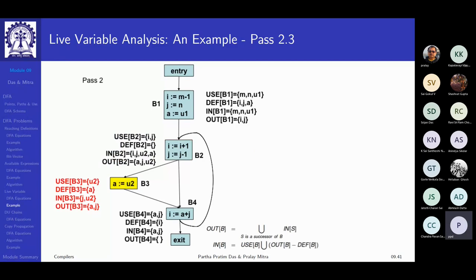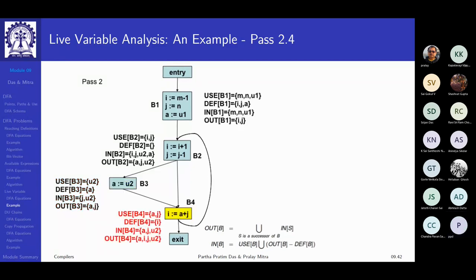Then it is B3. B3 has only one successor, which is B4, whose inset is AJ. So the outset here becomes AJ. The inset is outset minus def. So A is removed, J remains. So with U2, I have J. This is my inset here.